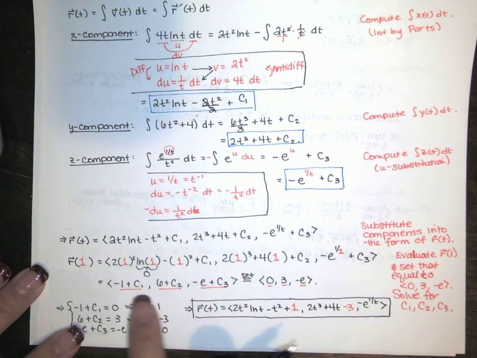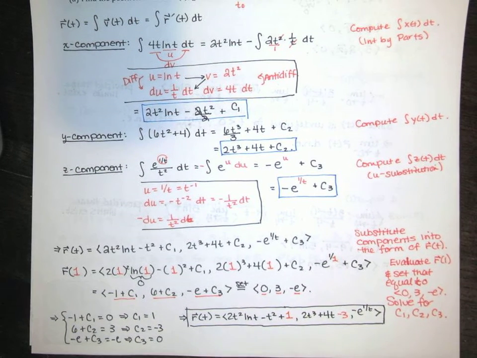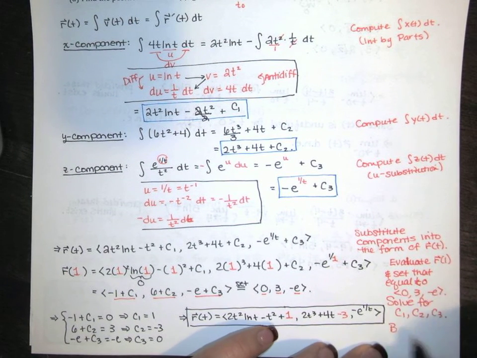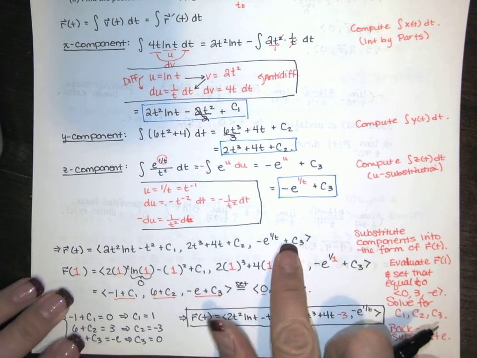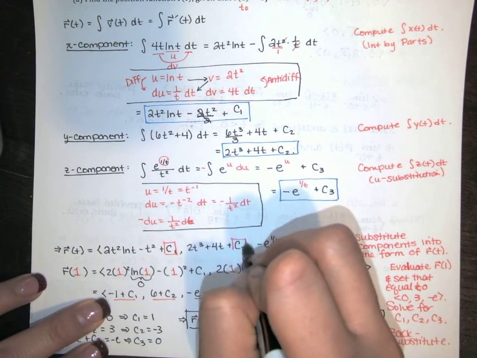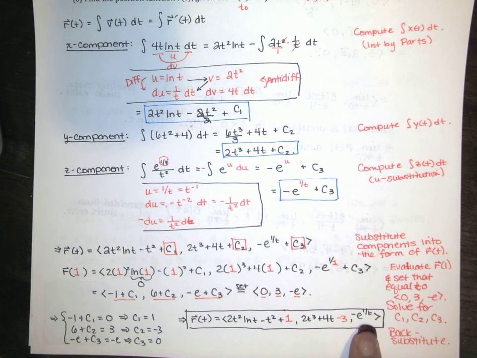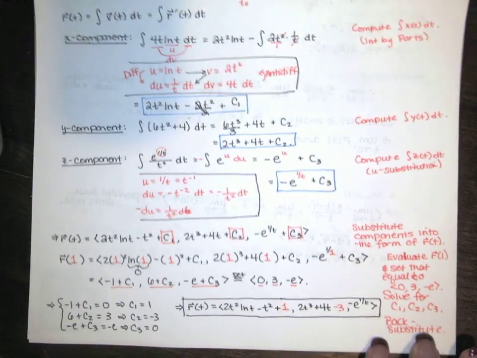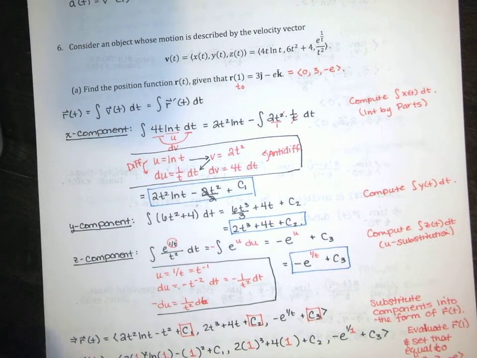You set the components equal to each other, you get this system of equations, you solve for the c's, and then you back substitute. So you're substituting c1, c2, and c3 into the form of r you had right here. So you're replacing this c1 with 1, and you're replacing this c2 with negative 3, and this c3 was replaced with 0, so I just didn't write anything. Okay, so that's all there is for that part.